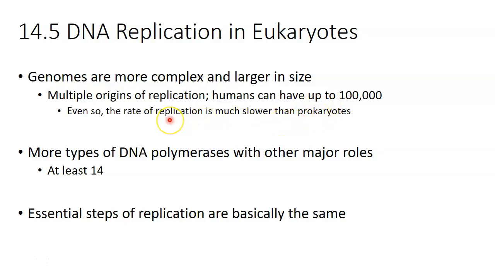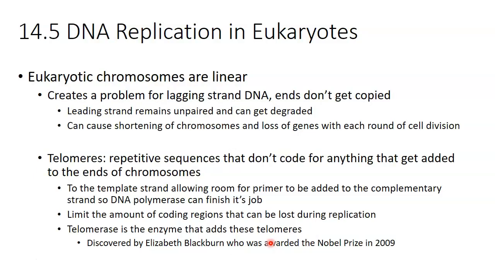So in prokaryotes, because their genomes are small and less complex, they tend to have very fast and efficient DNA replication. Again, when we compare that to organisms like us, humans, DNA replication in us is much, much slower. In prokaryotes, there's just 3 types of DNA polymerase, whereas in eukaryotes, there's at least 14, and we're probably not done in that area of research with finding those. So DNA polymerase is more complex, and there are more of them. But the essential steps of replication are basically the same.